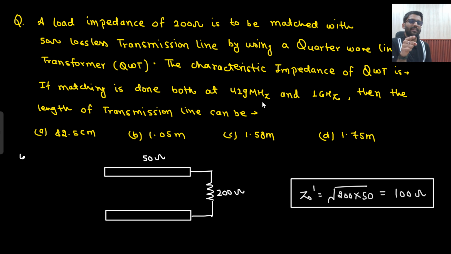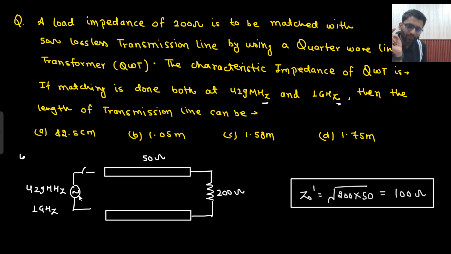Now, what are the values of lambda with respect to that? Basically, the applied source here can be of 429 megahertz as well, and it could be of 1 gigahertz as well. So for both of the conditions, both guys should be happy.